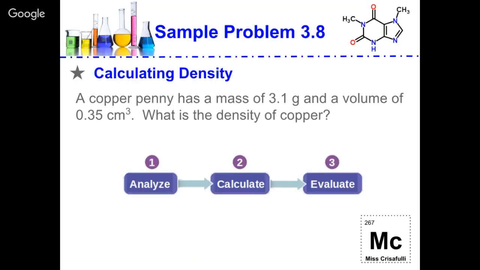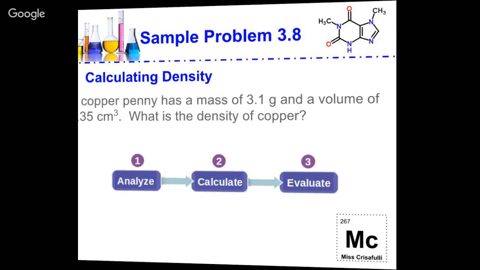Now let's talk about how we calculate density. We're given the equation, so let's try a sample problem. We have a copper penny that has a mass of 3.1 grams and a volume of 0.35 centimeters cubed, and we want to know what the density of copper is. So this is a three-step problem, remember, because it is a mathematical problem.